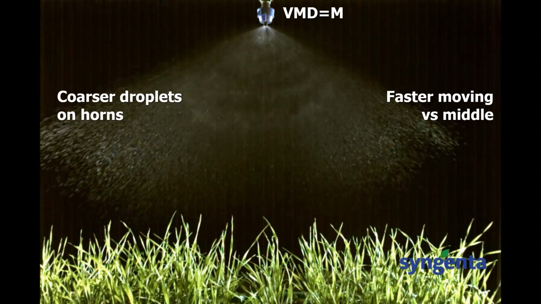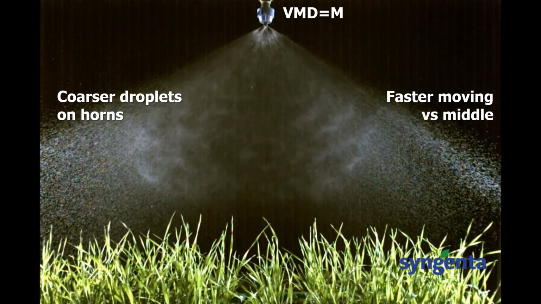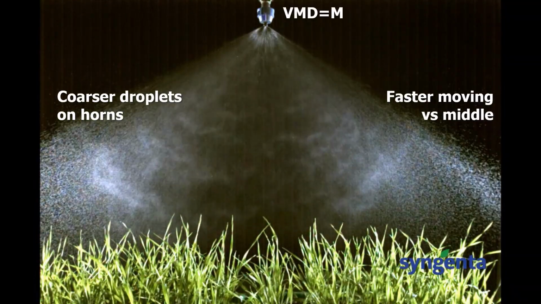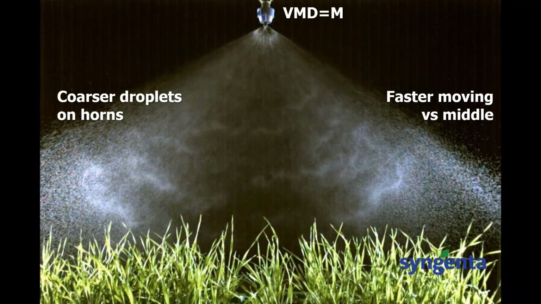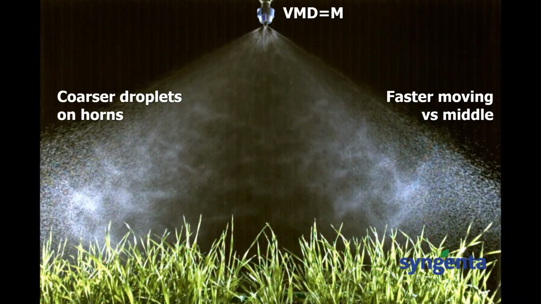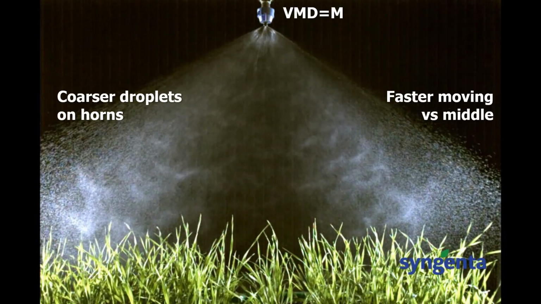So here's what that looks like. Here's a nozzle that claims it has a volume median diameter of medium. I think that's like 300 microns. And you can see that it's actually producing a range of droplet sizes. On the horns, or the edges of the spray, they're much coarser. They're also moving a lot faster.